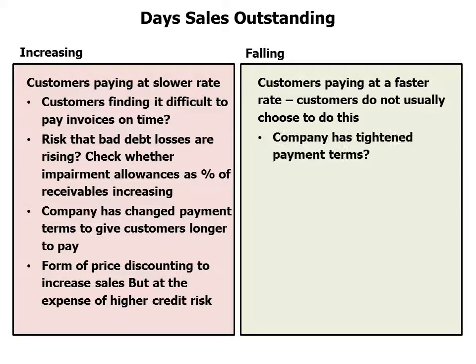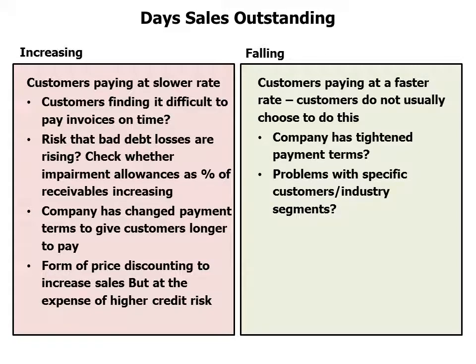So there's a number of possible explanations. The most likely is that the company has tightened payment terms. And then the question would be, why has it tightened them? Is it because it sees problems with specific customers or industry segments? Is it anticipating a downturn or recession, in which case bad debt losses will grow? And the shorter the payment terms, the less likely that this particular company will be to take those losses.